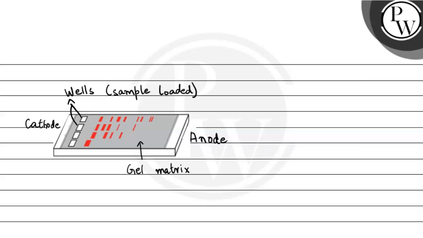So if the cathode is present at the well side, then that means that this is the negative end of the gel, and since the anode is at the opposite side, therefore this is the positive end of the gel. Now we know that DNA is negatively charged. Therefore the DNA sample will move towards the anode. So it will move towards the anode from the wells.